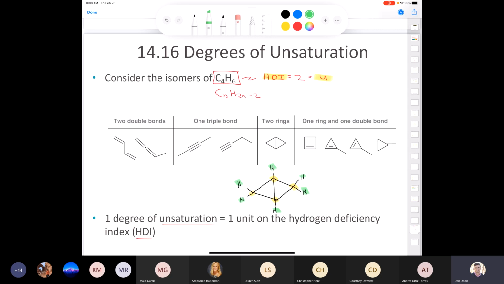And then the last scenario that we could have would be 1 ring and 1 double bond. And you see there's 4 different examples here. Now you might be saying, well, jeepers, Mr. Dion, if you give me a formula that doesn't tell me a whole lot if I have 9 different possibilities.